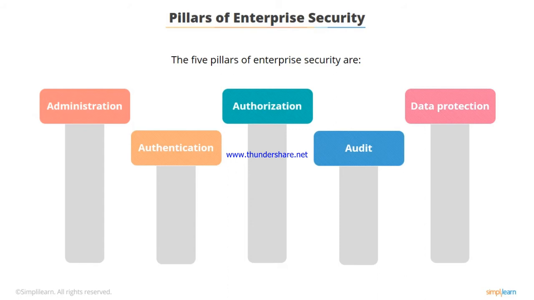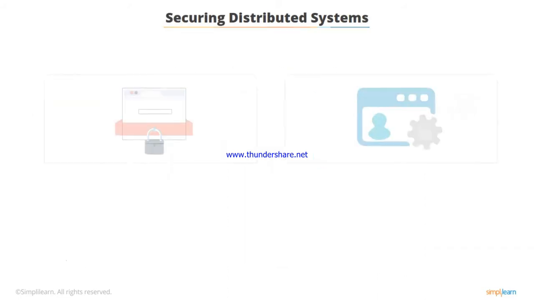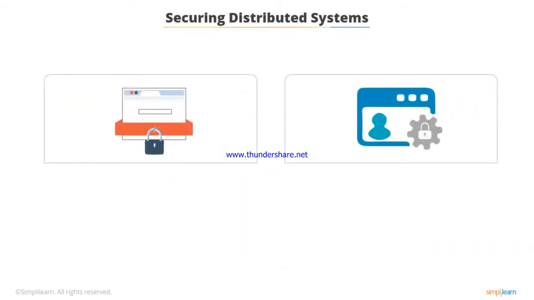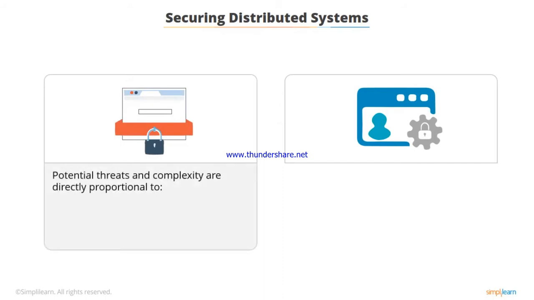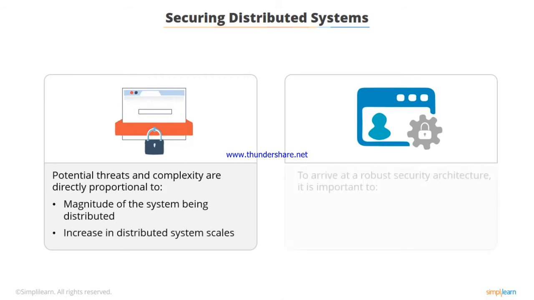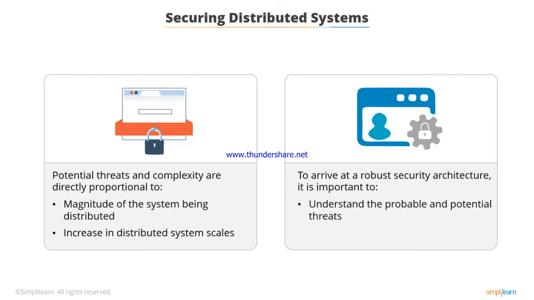Let's learn about the importance of securing distributed systems. No business can afford to have big data insight come at the expense of enterprise security. Potential threats and complexity involved in implementing security measures are directly proportional to the magnitude of the system being distributed and increase as distributed systems scale. To arrive at a robust security architecture for a distributed system, it is important to understand the probable and potential threats and to categorize them to better understand what security mechanisms need to be in place to help mitigate or avoid those threats.